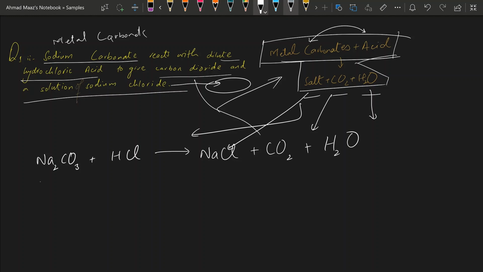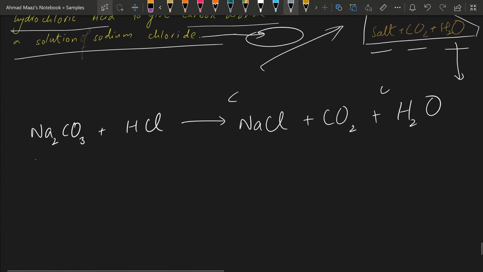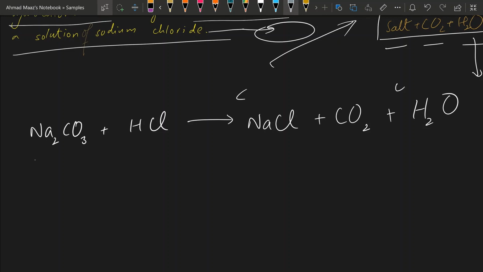I'll just remove these lines which are taking too much space. Okay, so this is the equation. We have quite a number of elements over here, so let's just do it one by one. We have two sodium, we have one sodium. You must know what to do. Just add a 2 over here. So sodiums are balanced.